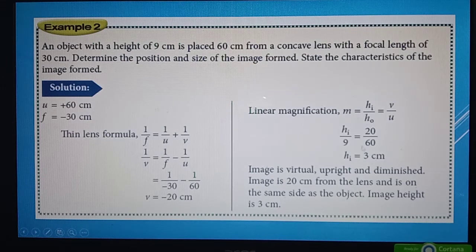The object is 9 cm, and the image is 3 cm, so the image is smaller. The characteristic is virtual because v is negative here. Virtual, upright, and diminished. So the image is 20 cm from the lens and on the same side as the object. The image height is 3 cm.